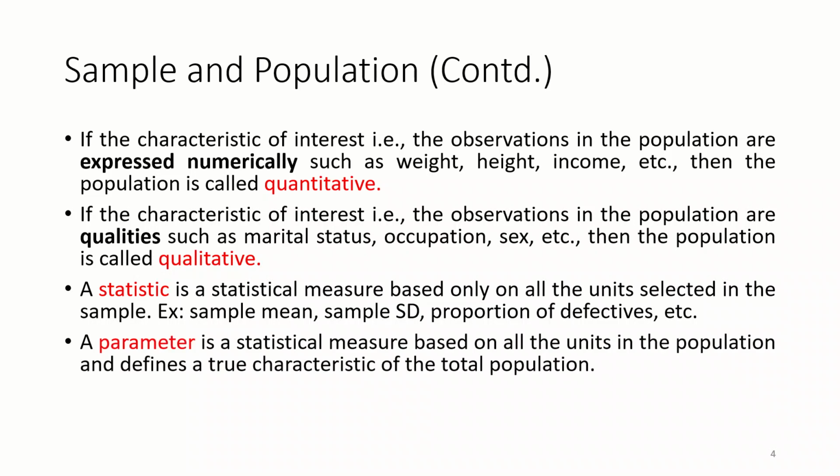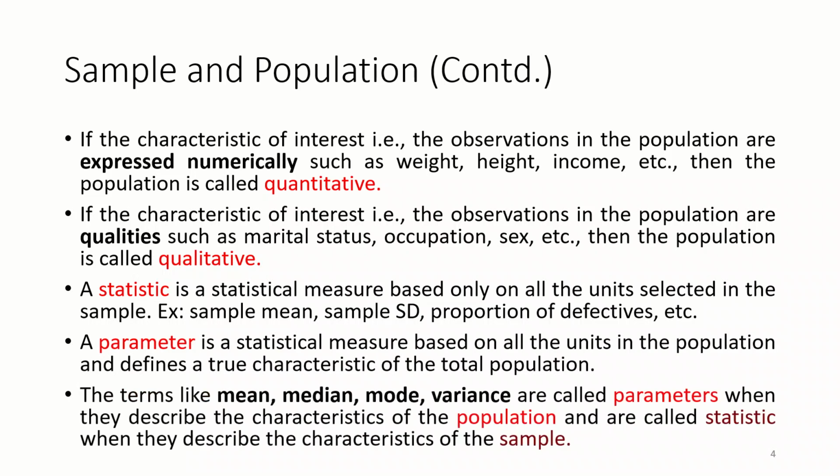Then comes a parameter. A parameter is a statistical measure based on all units in the population. It defines a true characteristic of the total population. So when you measure it statistically on the whole population, we call it a parameter. So the terms like mean, median, mode, variance are called parameters when they describe the characteristics of the population, and are called statistic when they describe the characteristics of the sample. So this is the difference between the parameter and the statistic.